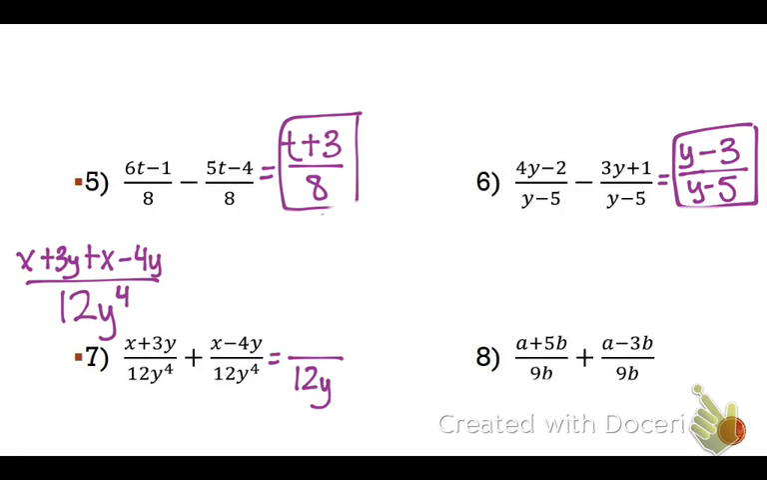My denominator stays the same. In my numerator, what can I combine? x plus x is 2x. What else? Okay, the 3y and the negative 4y combine to give me minus y. Is there anything that I can do to simplify this more? Yes, the y, the 2 and 12, and then y and y to the 4.